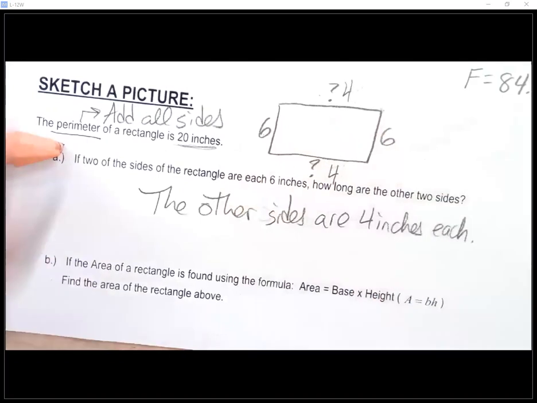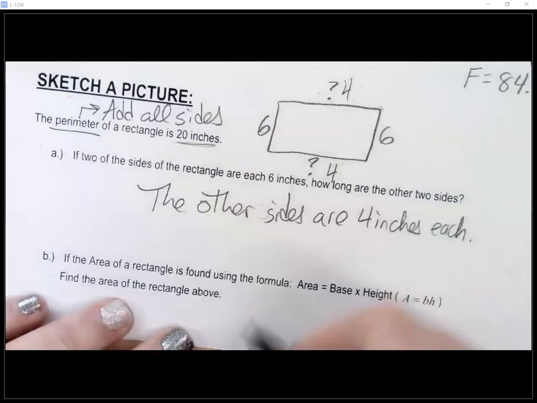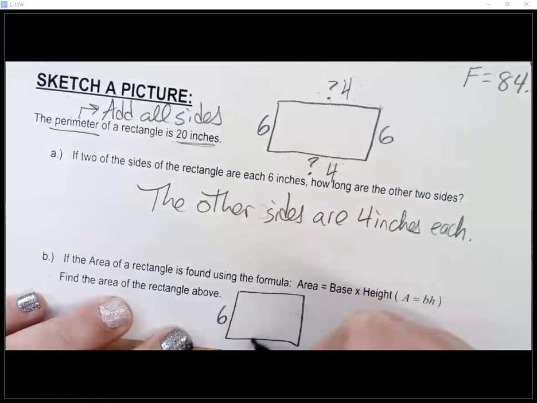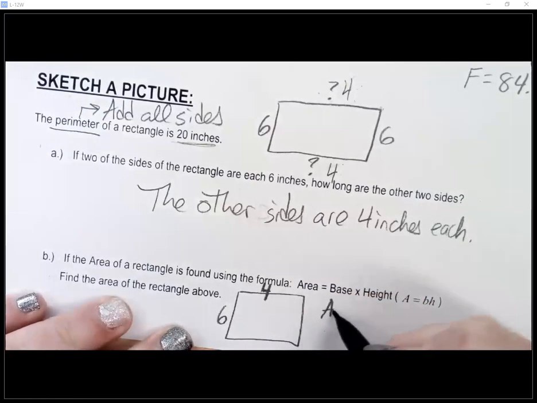Let's take a look at part B. If the area of a rectangle is found using the formula area equals base times height, find the area of the rectangle above. Okay, so I'm just going to recopy my rectangle down here. One side is 6, one side is 4. And they're saying that the area is just base times height.